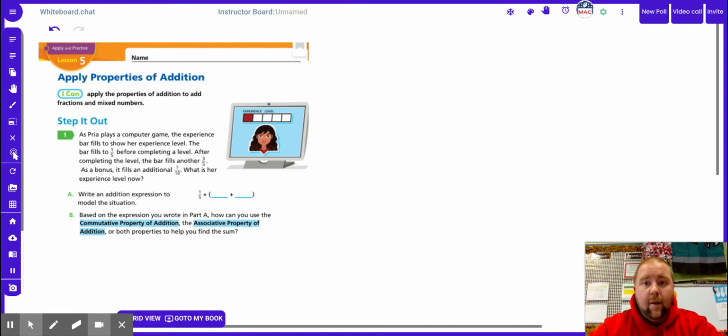So when we talk about commutative, we just talk about the fact that we can move numbers around when we're adding and add them in any order that we would like. So 1 plus 2 plus 3 is the same as 1 plus 3 plus 2, which is the same as 3 plus 2 plus 1. The order doesn't matter when we're doing addition.